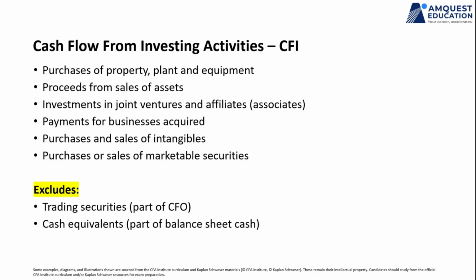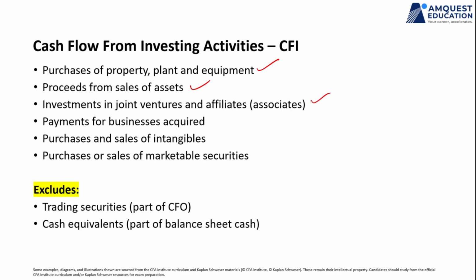Now, cash flow from investing activity means all the money spent on investments. What does a company do in terms of investments? The company can buy plant, property, and equipment. The company can generate proceeds from the sale of assets. Like you can sell assets and generate proceeds.